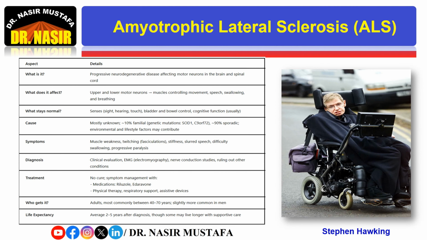Amyotrophic lateral sclerosis, or ALS, is a disease that slowly damages the nerve cells controlling muscles. It affects movement, speech, swallowing, and breathing, but senses and thinking usually stay normal. Most cases happen randomly, though some run in families due to genetic changes.